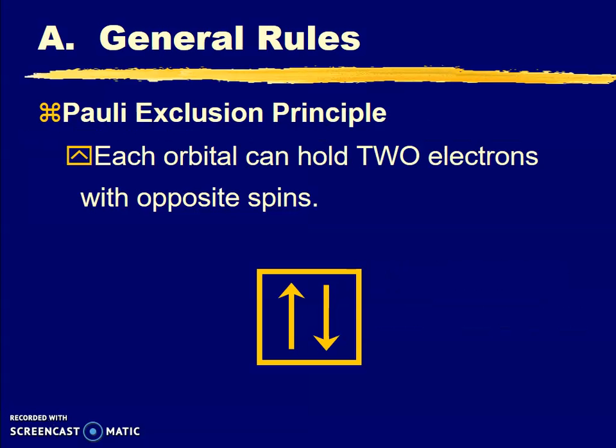Okay, so the first rule is known as the Pauli exclusion principle, and this is that each orbital can only hold 2 total electrons, and they have to be spinning in opposite directions. Okay, we talked about that in the last lecture, that each orbital holds 2 electrons. They have to spin in opposite directions. So one has an upward spin, one has a downward spin.